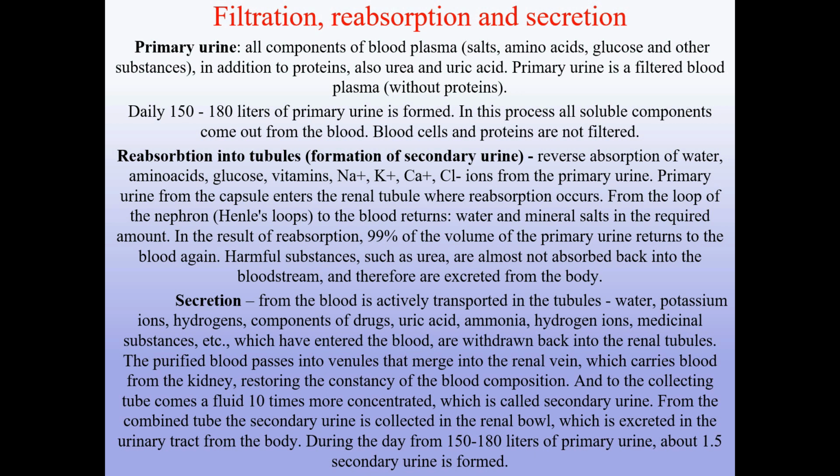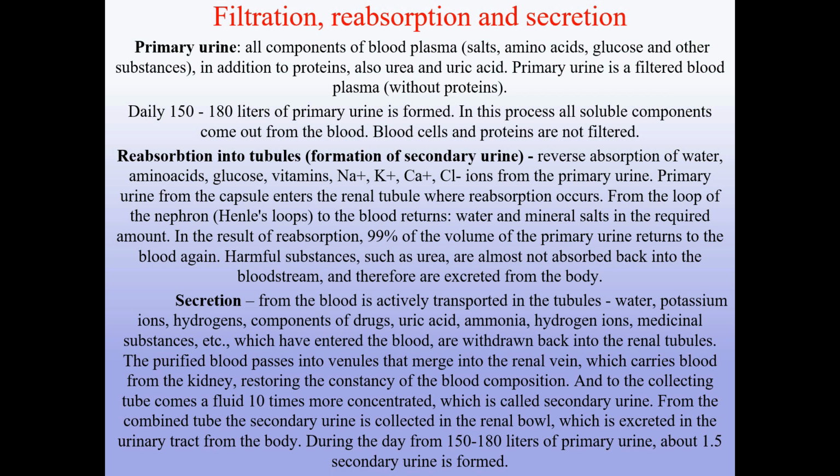Filtration, reabsorption, and secretion. Primary urine contains all components of blood plasma, salts, amino acids, glucose, and other substances, in addition to proteins, also urea and uric acid. Primary urine is filtered blood plasma without proteins. Daily, 150 to 180 liters of primary urine is formed. In this process, all soluble components come out from the blood. Blood cells and proteins are not filtered.